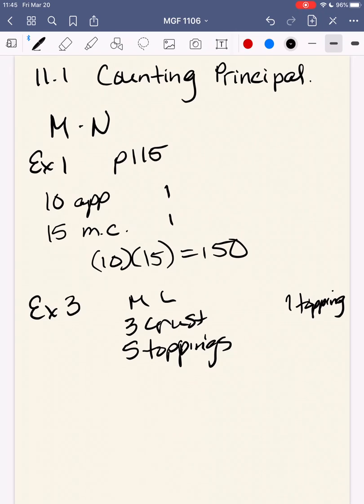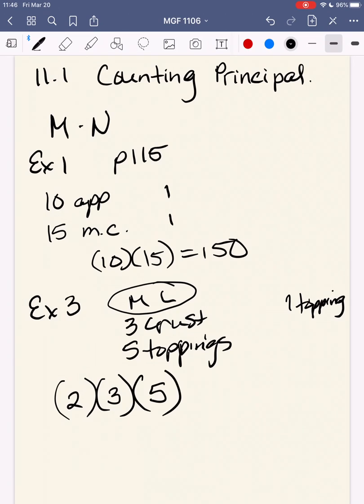So for the first one, we have 2 choices. We have a medium or a large. Those are the only choices we have. We have 3 crust sizes, so I could choose one of those 3 crusts, and 1 of the 5 toppings. All we're going to do is multiply those 3 things together and end up with 30. So there's 30 different ways I can order a 1-topping pizza. Pretty easy right there.